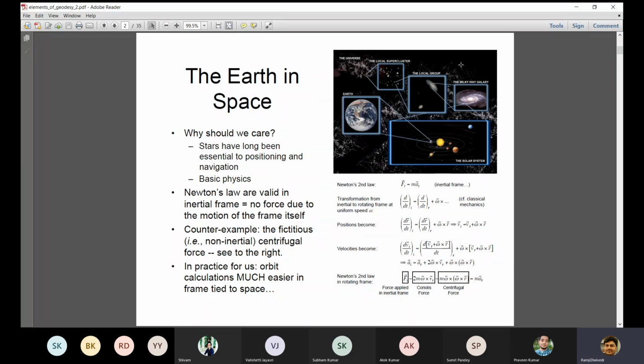So this basic physics, we will start with understanding when a body is rotating, how the effects would look, what type of resultant force, how this resultant force would look like in a rotating frame.